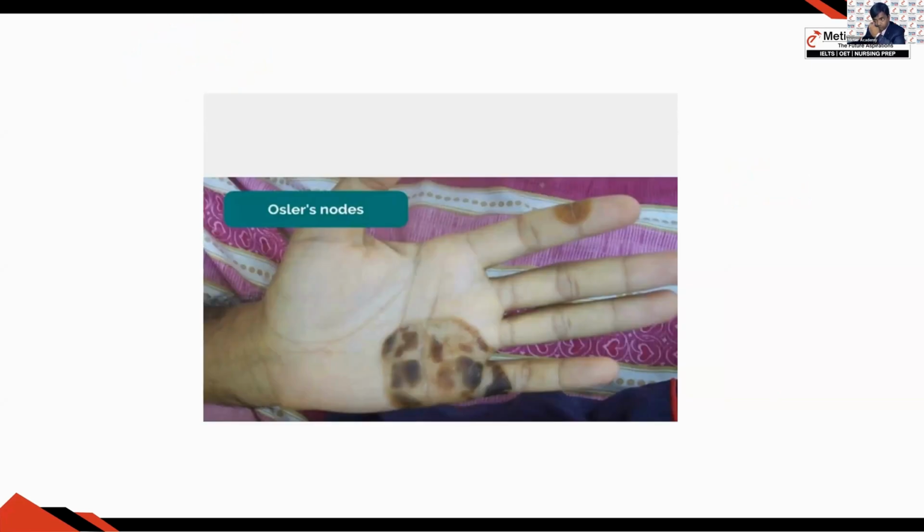Osler nodes, yes, necrotic finger pulps. You can see the Osler nodes in the finger pulp, these pulp areas will get damaged, which you have seen now. This is one of the typical features of infective endocarditis.